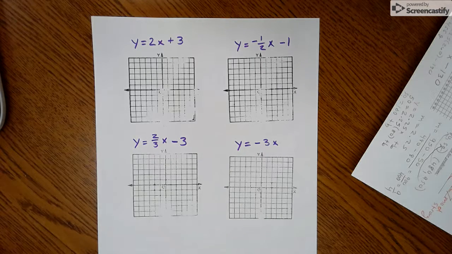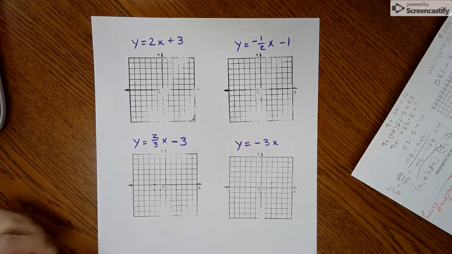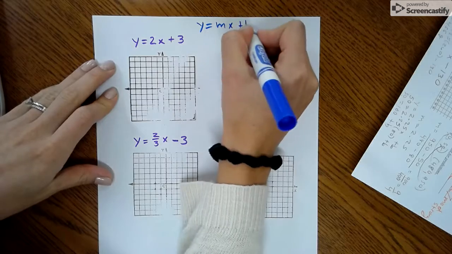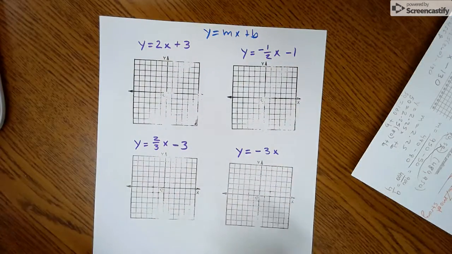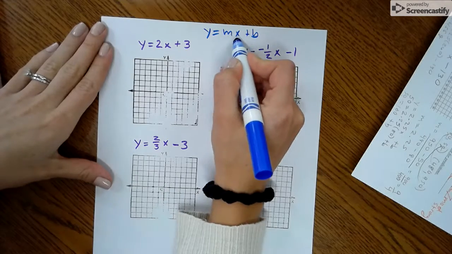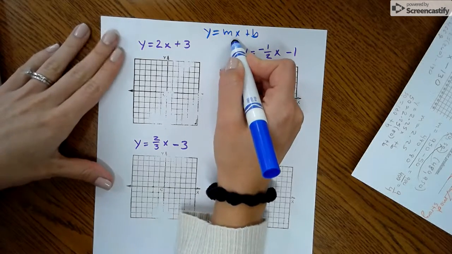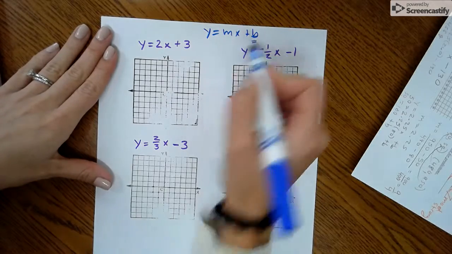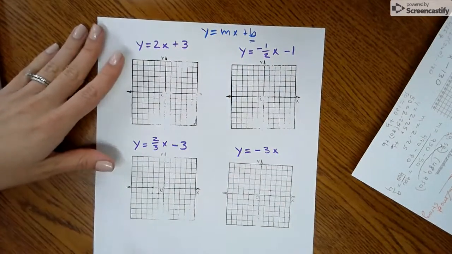Hey you guys, this is just going to be a quick review on how to graph lines that are in the slope-intercept form, which is y equals mx plus b. Looking at your equation, the coefficient on x, meaning the number in front of x, is your slope. That's your rise over run, so your vertical movement and your horizontal movement. And then the b value is the starting point on the y-axis.